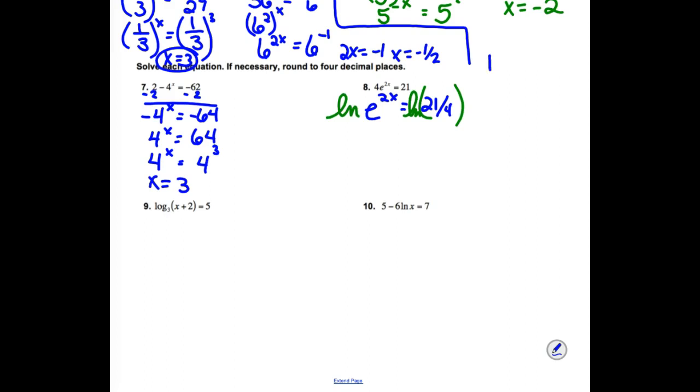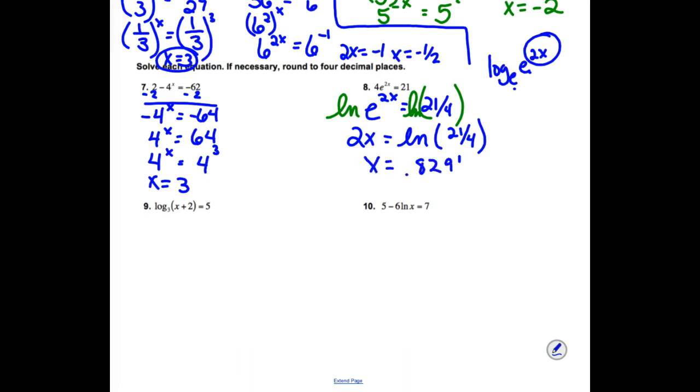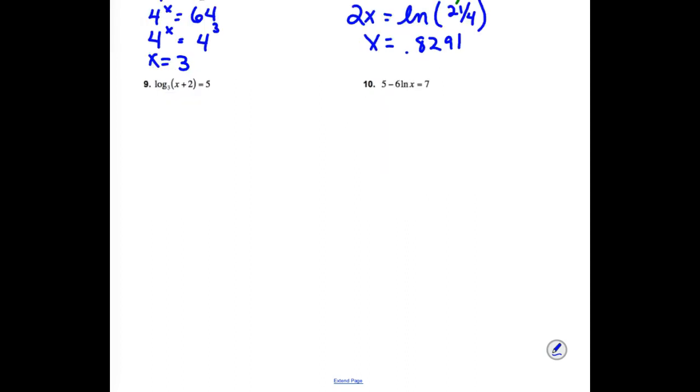This is a situation where we are taking log base e of e to some power. When these two bases match, our answer is just our power. So on the left side, we just end up with 2x. The natural log of 21/4 will be a decimal. So we'll take our calculators to do the natural log of 21/4. Once we have that decimal, we can divide out the 2, and we should end up with 0.8291.